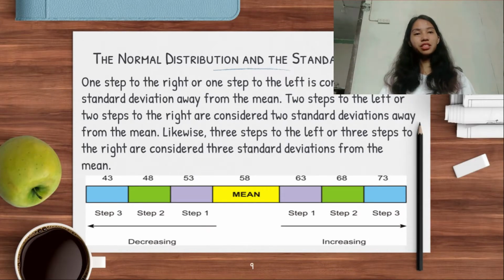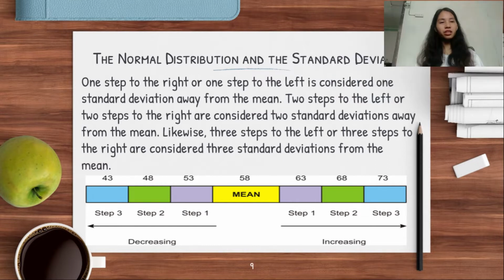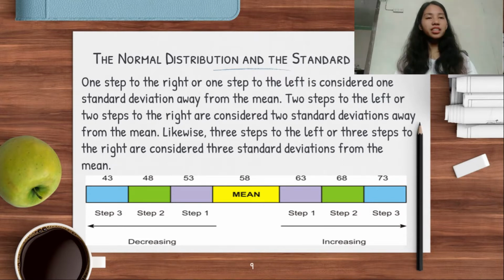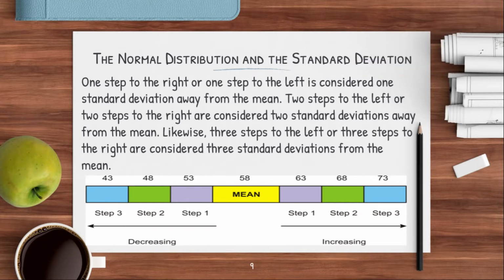The normal distribution and the standard deviation. When talking about the normal distribution, it's useful to think of the standard deviation as a step away from the mean. One step to the right or one step to the left is considered 1 standard deviation away from the mean. 2 steps to the left and 2 steps to the right are considered 2 standard deviations away from the mean. Likewise, 3 steps to the left or 3 steps to the right are considered 3 standard deviations from the mean.